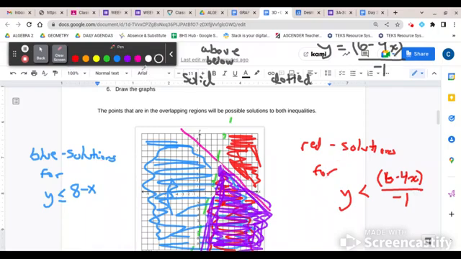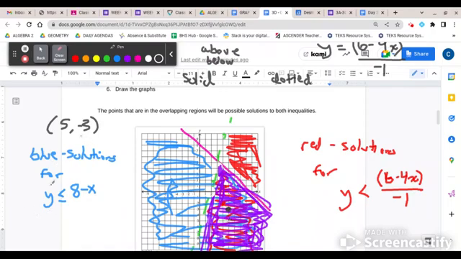Now, we could always check. So let's just take a point in this region here. I'm going to take this point 5, negative 3. Okay, 5, negative 3 looks like a point in this region here. So let's check it out.